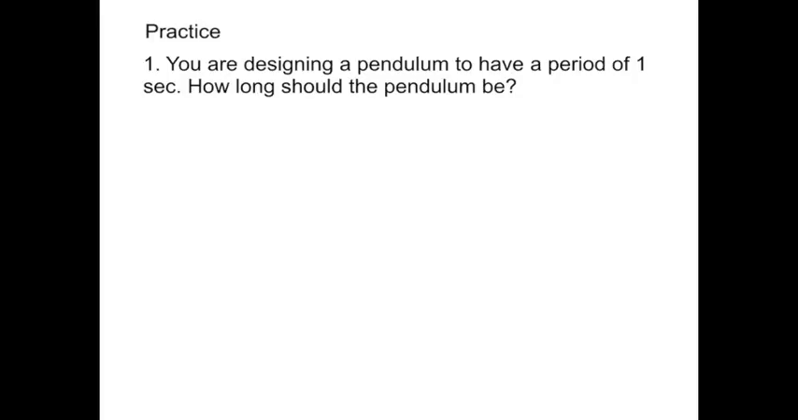So here are some practice problems for section 11.2. Number 1. You are designing a pendulum to have a period of 1 second. How long should the pendulum be? So we know that pendulum period depends on length, so I'll write out our equation where period is equal to 2 pi root L over g. Now we're ready to plug in some variables and solve. So we know that we want the period to be 1 second.